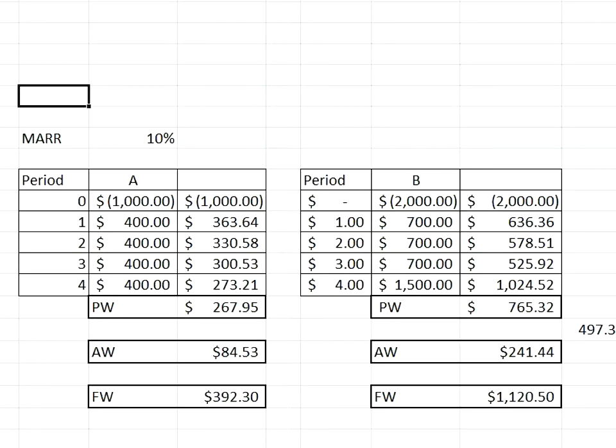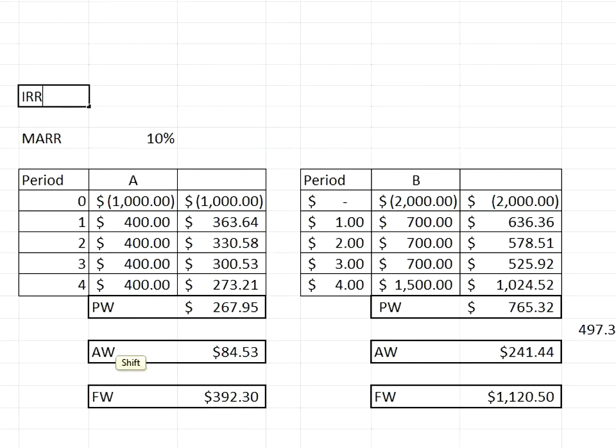However, there is another way that we can estimate which of the two projects is better, and that is to try to consider them based on dollar return per dollar invested. And the first approach to do that is to use the internal rate of return.